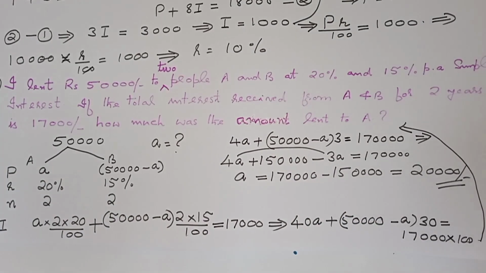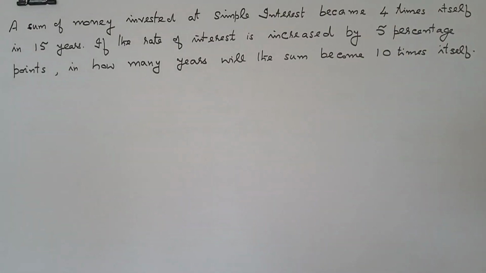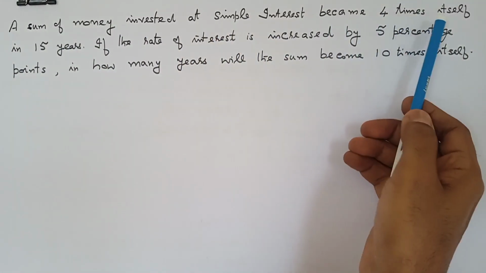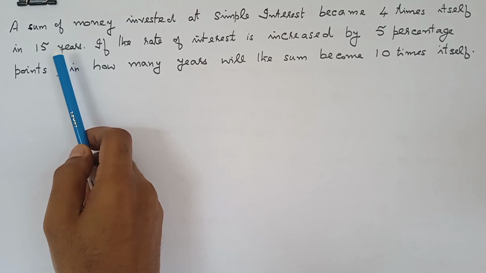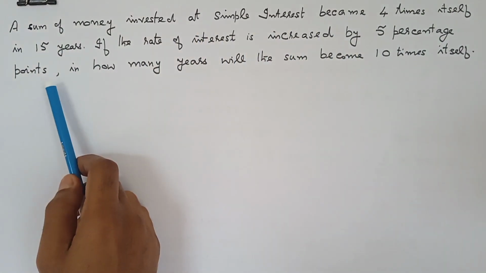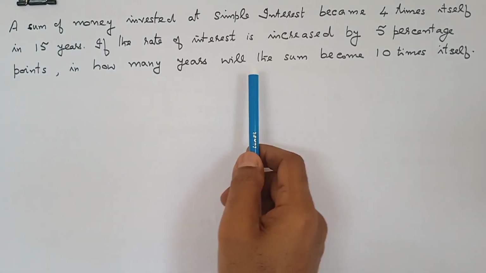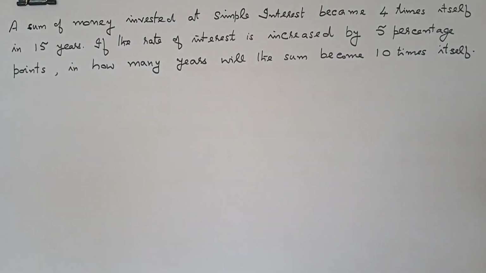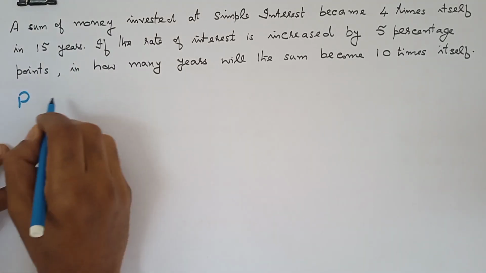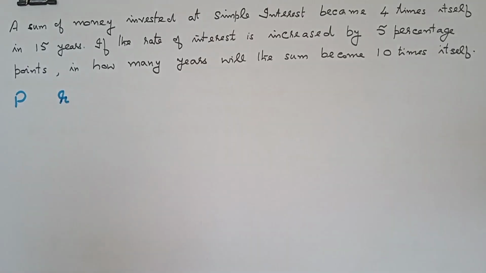We'll do one more problem before signing off today. The next problem is this. A sum of money invested at simple interest became 4 times itself in 15 years. If the rate of interest is increased by 5 percentage points, in how many years will the sum become 10 times itself? Here we don't know the sum, we don't know the rate of interest. Let's assume P as the sum and R be the rate of interest.